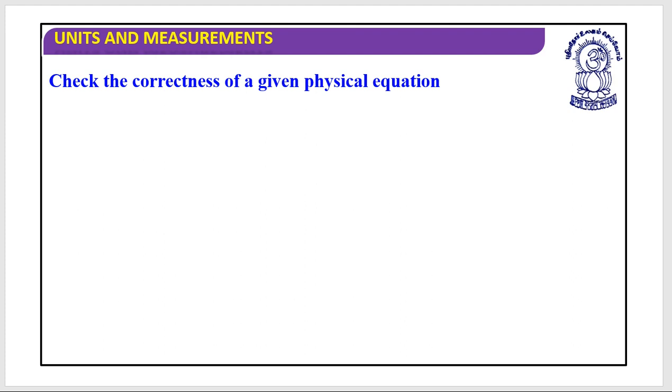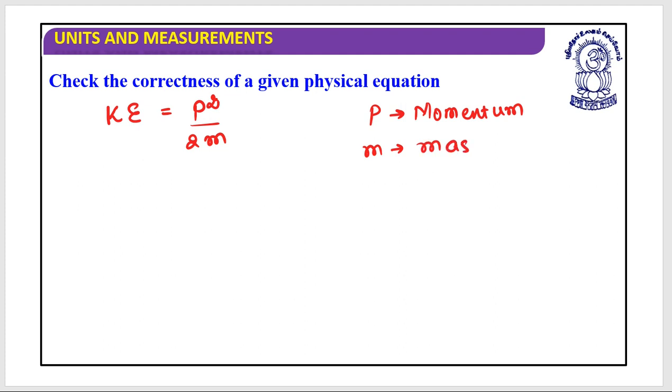Suppose I need to find out the correctness of a physical relation. The relation that has been given is, let's say, kinetic energy equals p square divided by 2m, where p is the momentum and m is the mass. I need to find out the correctness of this relation. How could I do it? Let's first take the kinetic energy. What is its formula? It is half mv square.